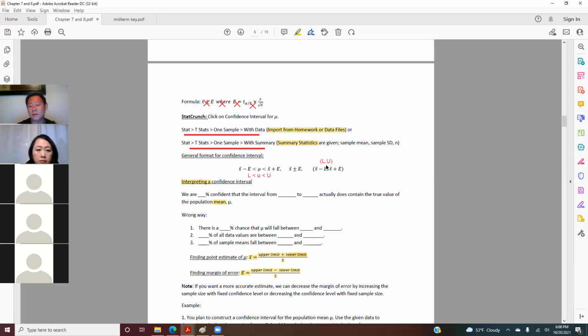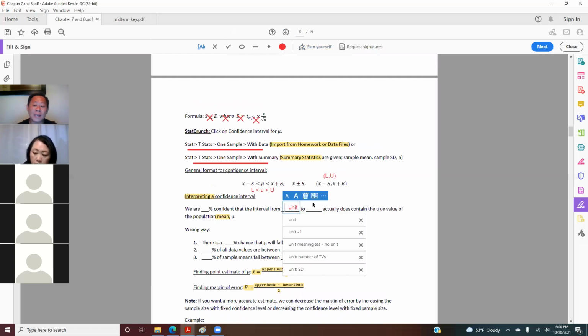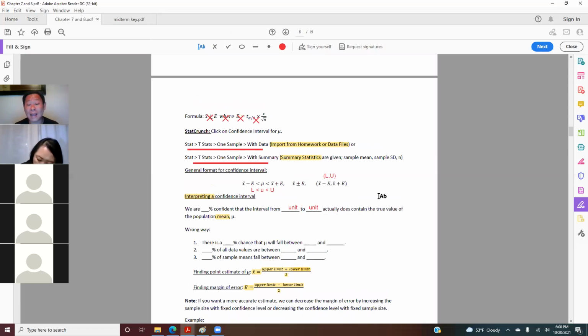Usually you get this lower and upper from your StatCrunch, but don't forget you need to put units now. Last time, in the proportion, we didn't have units. This time the mean has units like test score, height, inches, degrees Fahrenheit, centimeters, grams, all those things. So make sure you have units in it, and don't just copy and paste from your StatCrunch.